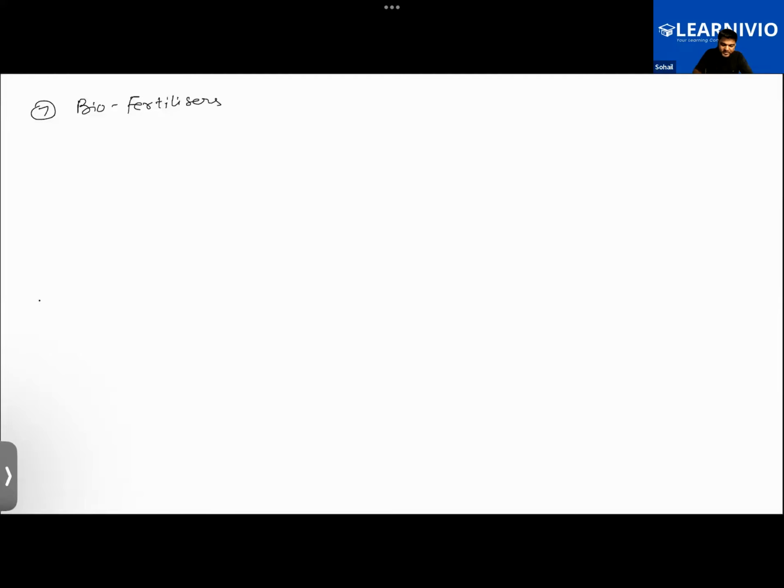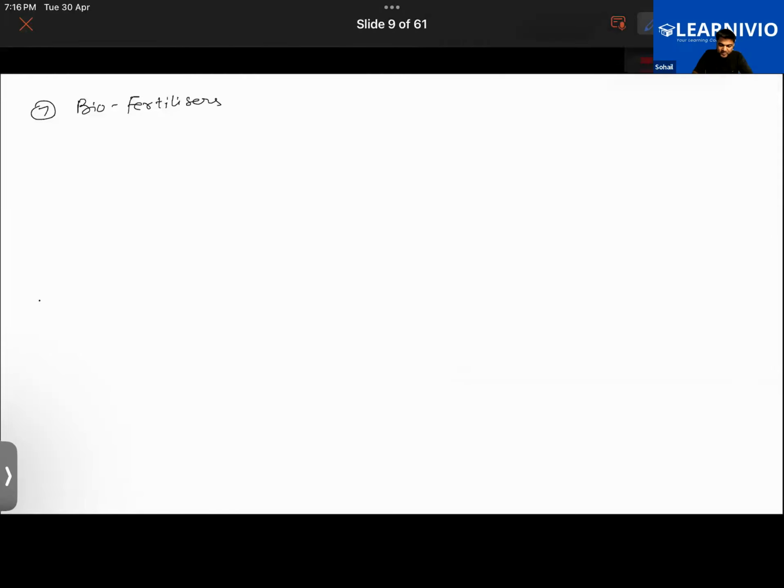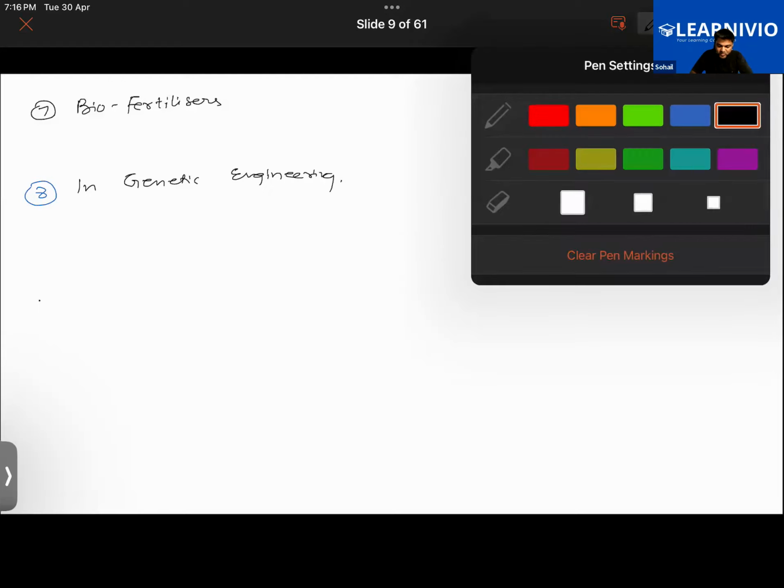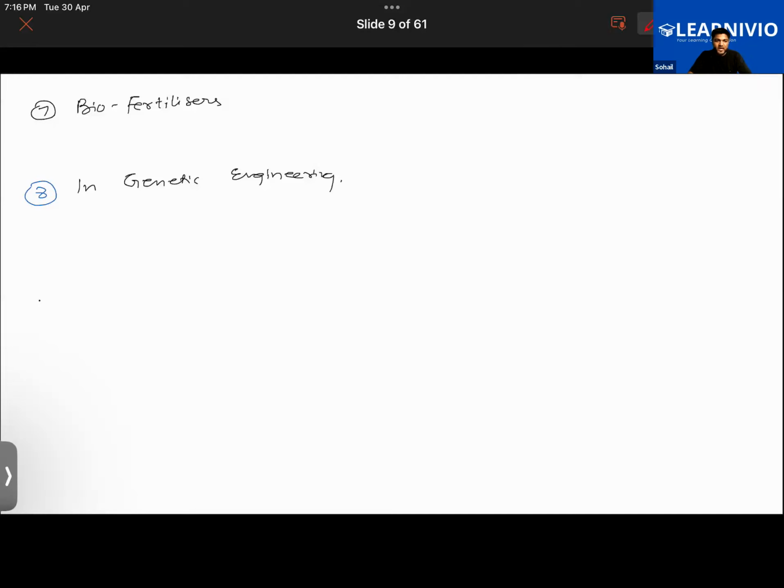You guys must have studied about biofertilizer in the first chapter. Apart from this, nowadays we take help of bacteria in genetic engineering also. Okay, now, in genetic engineering, these are some of the common uses of bacteria which we have, right? One more thing.